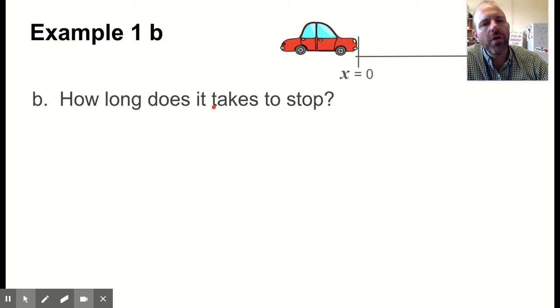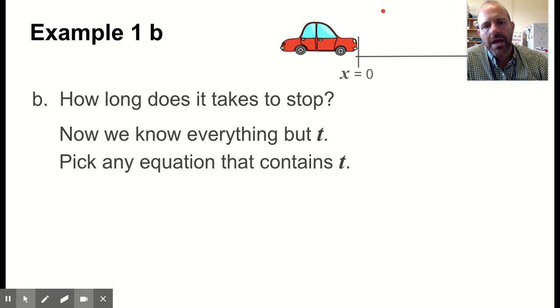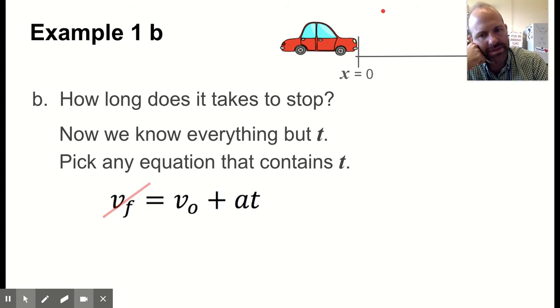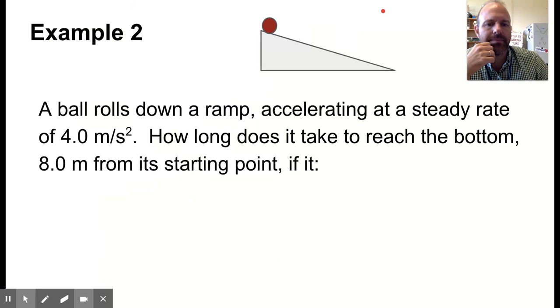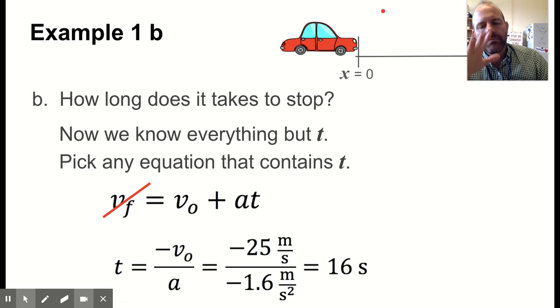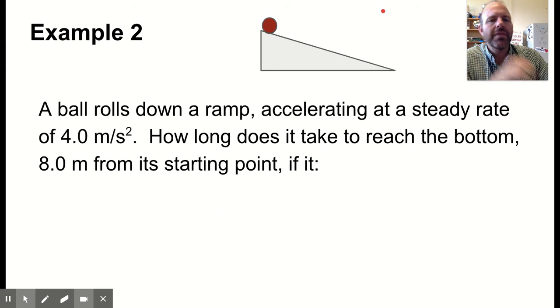But how long does it take to stop? Well, this is, of course, a question of time. And we know everything but time, so we can pick any equation that contains time because we've already solved for one of our missing variables. This is our simplest, v final equals v initial plus at. Solve for time, negative v initial over acceleration gives us 16 seconds. So that's that one.